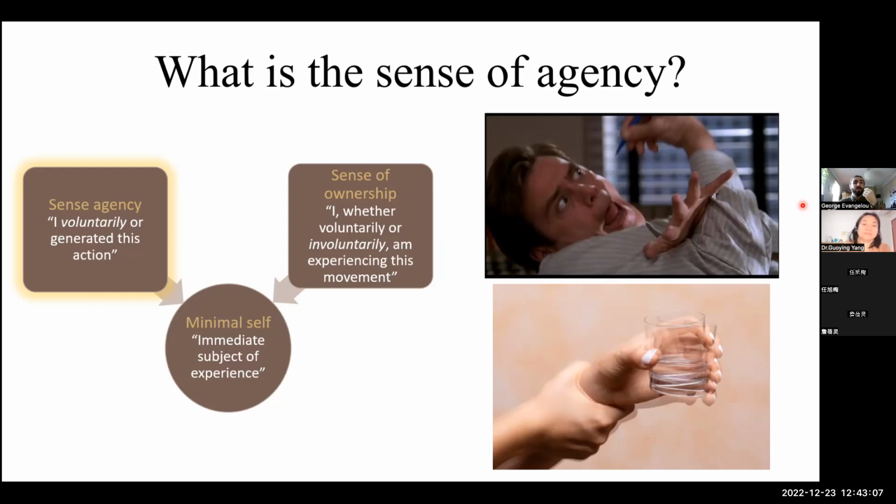And we know that this can be disrupted. So it's something separate going on. And so it's a central component of the self, which allows one to distinguish actions generated by the self from those generated by others. So we know that's why it's quite important in psychology and cognitive neuroscience.